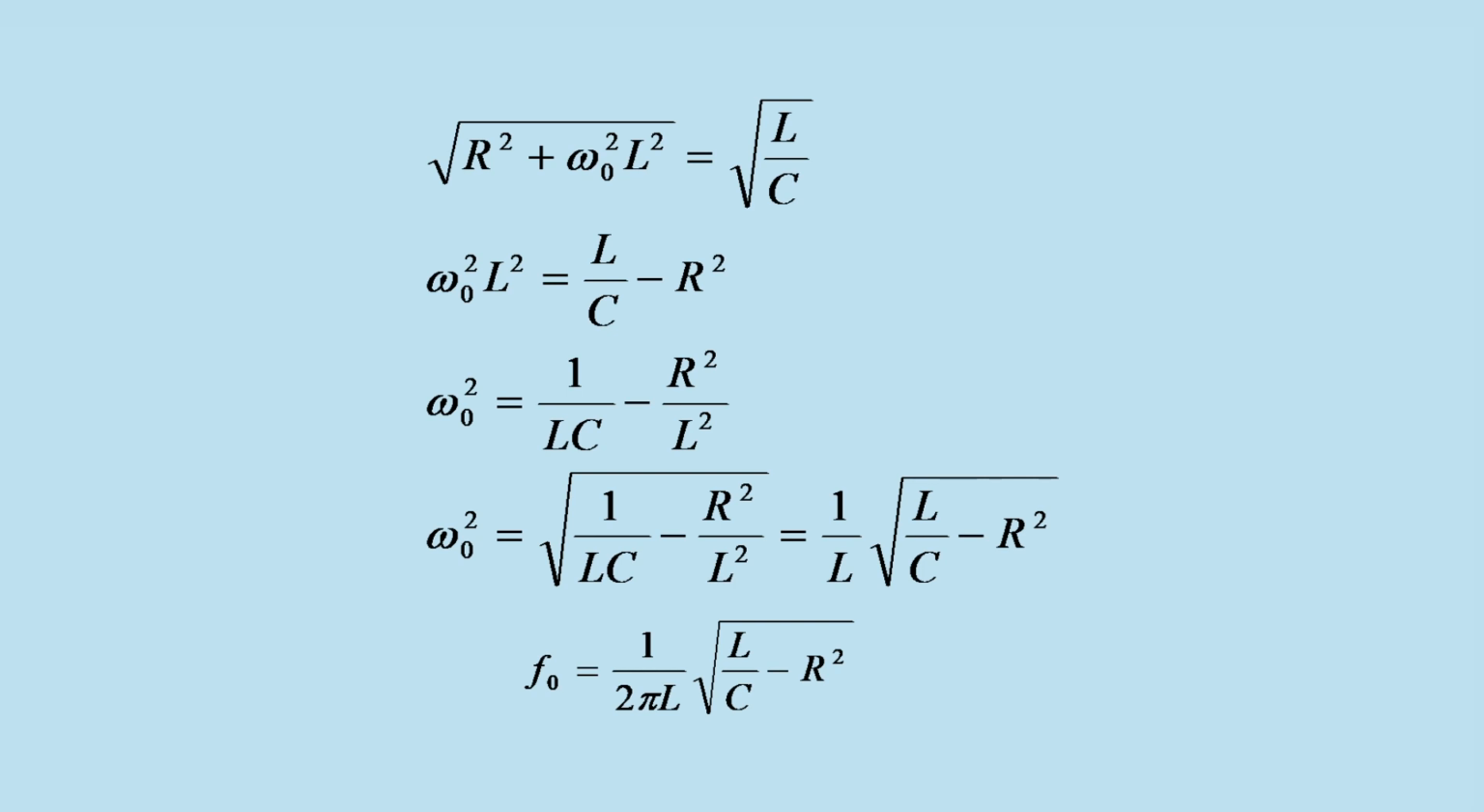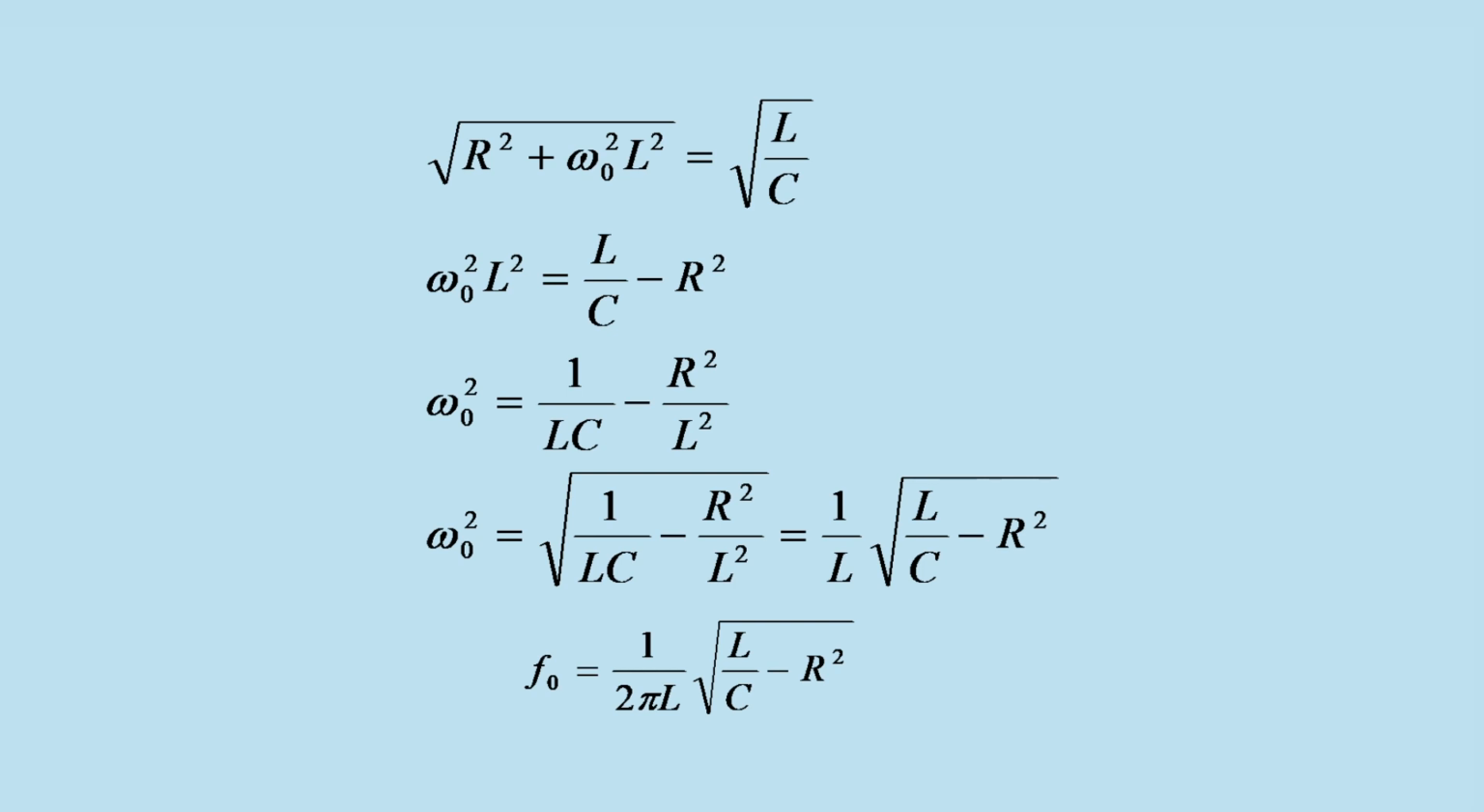Again you can write this expression omega naught square is equal to 1 upon LC minus R square upon L square. Now how you can write this omega naught? This omega naught can be written as under root 1 upon LC minus R square upon L square. Here what you will do, just multiply it by inductance L in numerator and denominator in the first term, that is 1 upon LC. So it can be written as L upon L square C square minus R square L square.